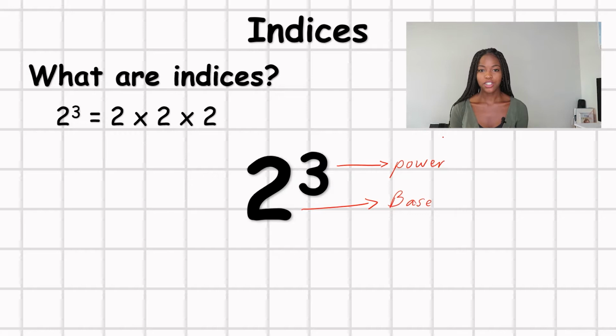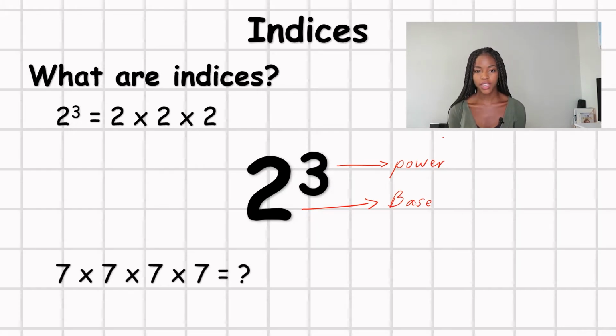So just to get some practice at using the notation, we'll use 7 times 7 times 7 times 7 as an example. So in order to write this in index notation, we would first start by writing the base. So the base in this case is 7, because the number that we're multiplying by itself is 7. And the power we would find by counting how many times we are multiplying the 7 by itself. So we have 1, 2, 3, 4. So it would be 7 to the power of 4. And that is index notation in its simplest form.